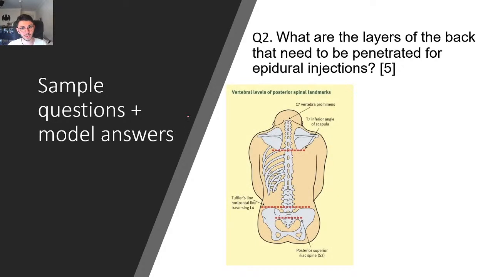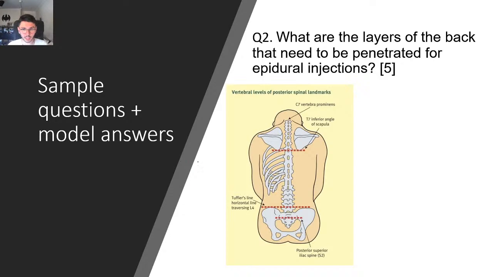Initially, you want to identify something called Tuffier's line. Tuffier's line is a theoretical line, the intersection between the supracristal plane at the iliac crest, which is roughly L3, L4, and the spine. So you take your iliac crest and the spine, and you draw an imaginary line, and that should roughly be L3, L4. That's where you go with your epidurals, that's where you get CSF, all that stuff.